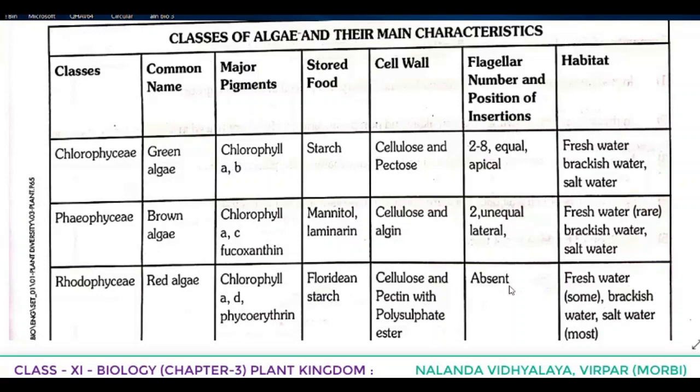Now regarding habitat. Chlorophyceae: freshwater, brackish water, salt water. What is brackish water? It's a mixing of sea water and river water, or we can call it more saline water. So fresh water, brackish water, salt water. Rhodophyceae: fresh water, some brackish and salt water, most of them are there.